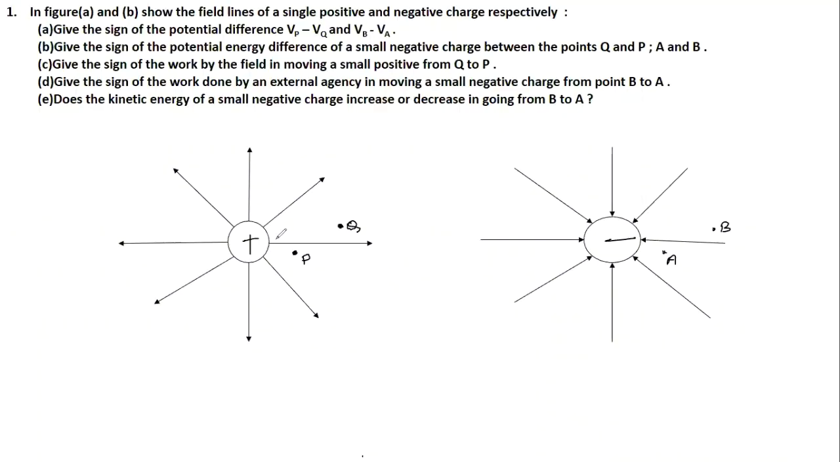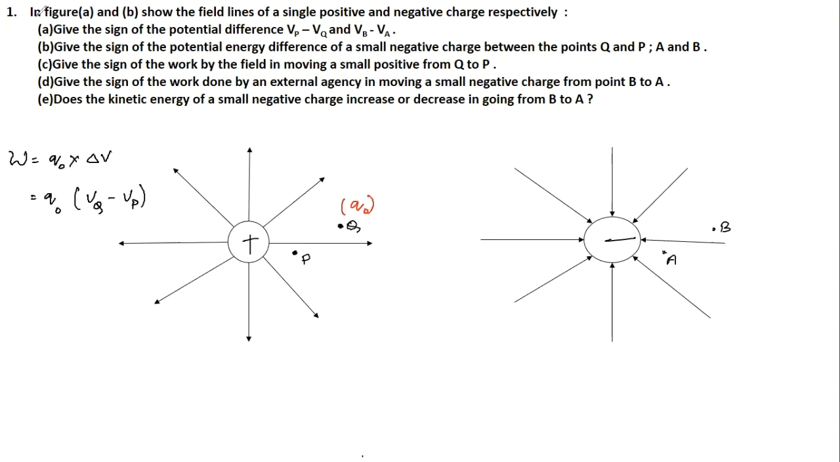Now if you see our third question, it is asked to give the sign of the work done by a field in moving a small positive charge from Q to P. So you have to move a small positive charge. Let's say that small positive charge is Q naught, and it is being moved from point P to point Q. In such a case, you find your work done value as nothing but the multiplication of the test charge with the potential difference between Q and P. Now, since this charge Q naught is being moved from Q to P, the potential difference will be VQ minus VP.